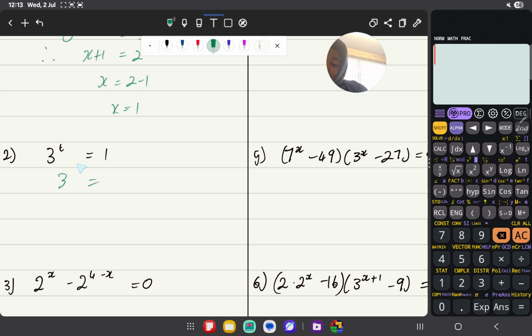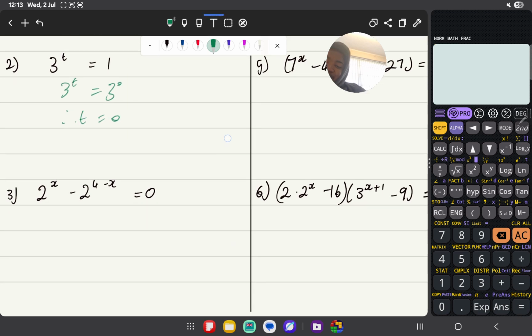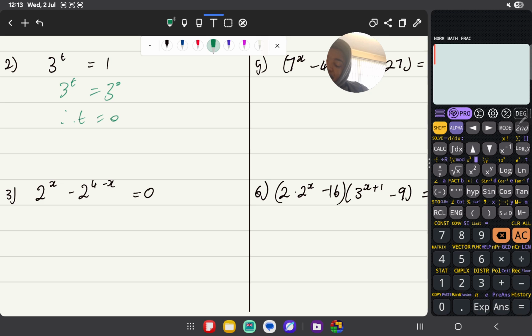For this one, 3 to the power of t equals 3 to the power of 0. Bases are the same, exponents must be the same, therefore t equals 0. Here we have the beautiful one.